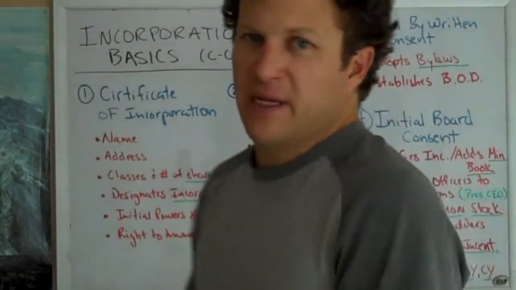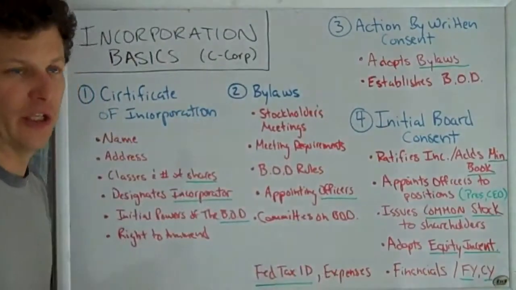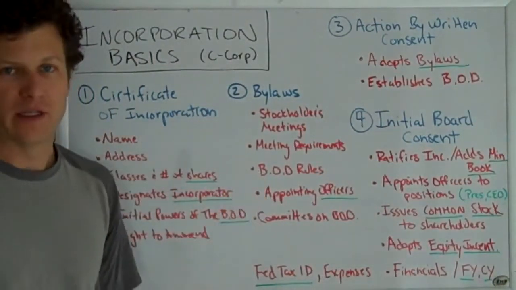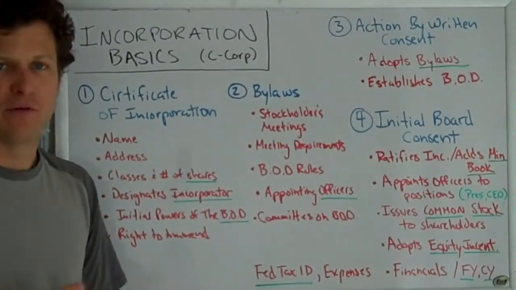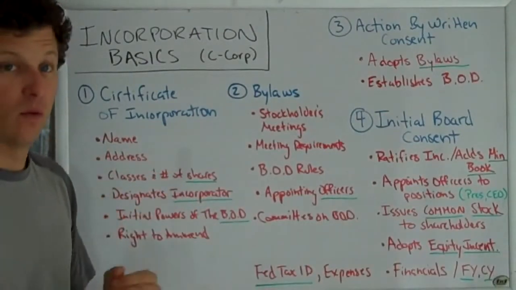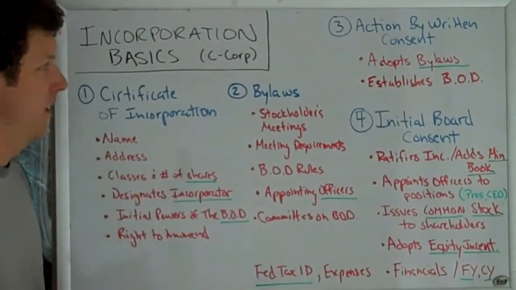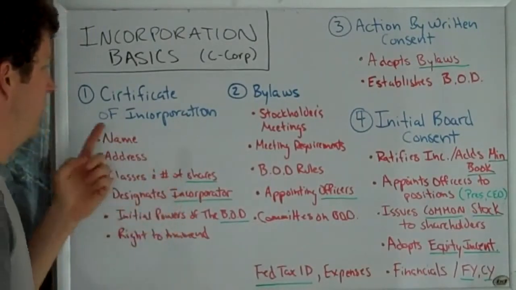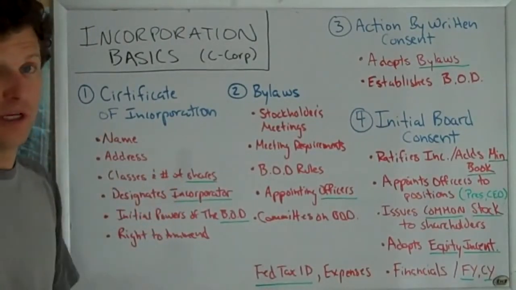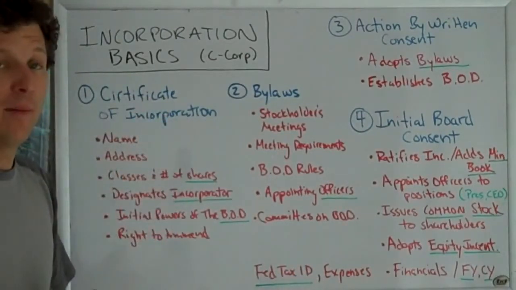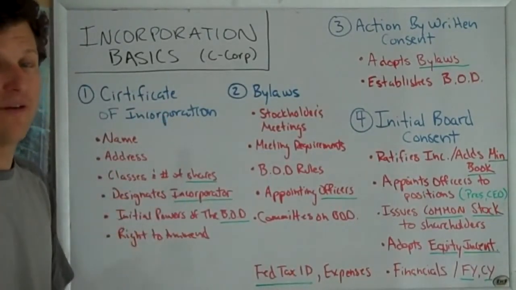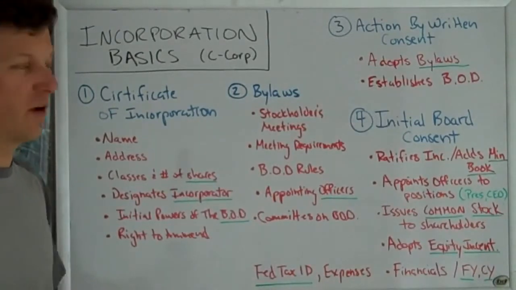All right, the basics of incorporation. How does it work around a C corporation? Obviously, these are going to be a little different for the various company types, but we'll talk about the C corporation. There are 4 key documents. The first is the Certificate of Incorporation. We'll go through each of these documents, talk about what's in them and what they do, and you should have a better understanding of what incorporation involves.